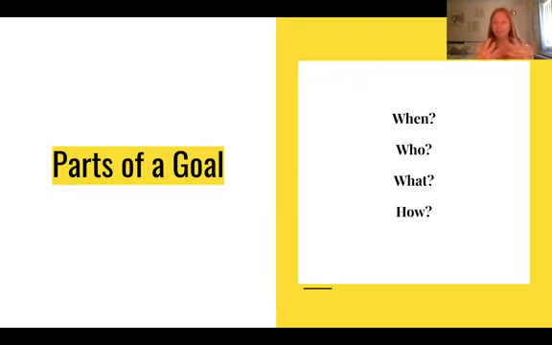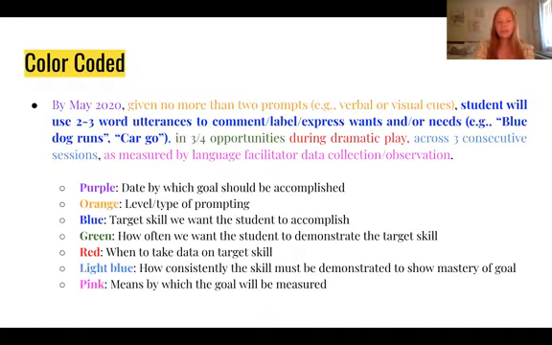the delivery mode. So if you're saying they're going to make 2-word phrases independently, right? The how would be independently, or while reading a book, while reflecting about a book, right? So make 2-word phrases is the what, and the how would be while reading a book independently, right? So this kind of breaks it down a little bit further.